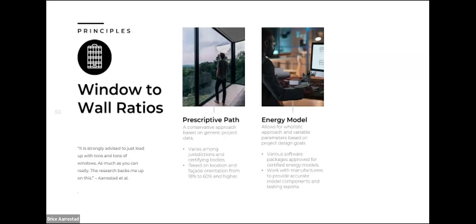Another approach is using an energy model. This allows you to model all of the variables parametrically based on your project design goals, so all the energy use in the building, and then be able to do some trade-offs. There are various software packages approved for these certified energy models. One clear thing is to work with manufacturers to provide accurate modeling components and testing reports to make sure that your energy model is accurate and it can actually do the work that you're expecting it to do.